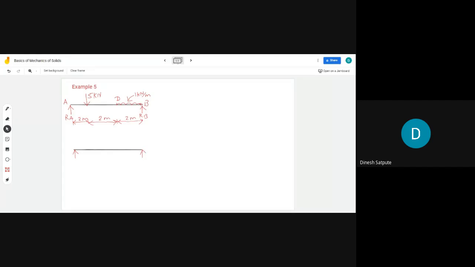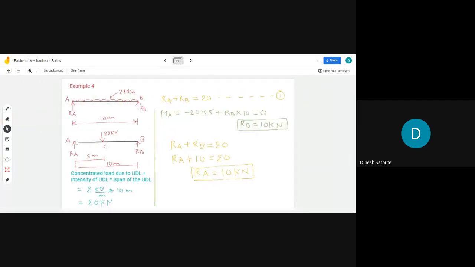So this concentrated load will be as it is, 5 kilonewton. Then the UDL that is acting, we have to convert into a point load. In the previous page, we have this calculation: concentrated load due to UDL is equal to intensity of UDL multiplied by span of the UDL.